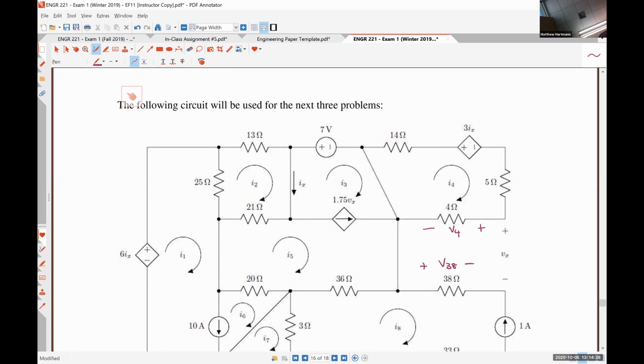I'm going to write a simple KVL equation, which says that Vx is equal to V4 plus V38. If I do Kirchhoff's voltage law around this loop, I would have negative Vx plus V4 plus V38 equal to 0. When I move Vx to the other side, I get this exact expression. V4 is 4 ohms times mesh current I4, and V38 is 38 ohms times I8.